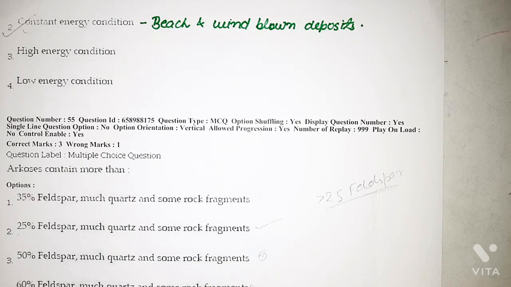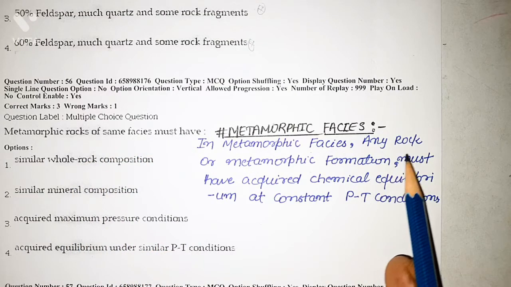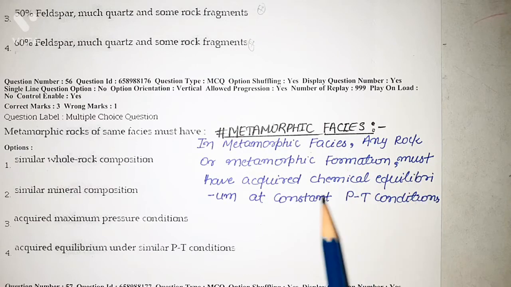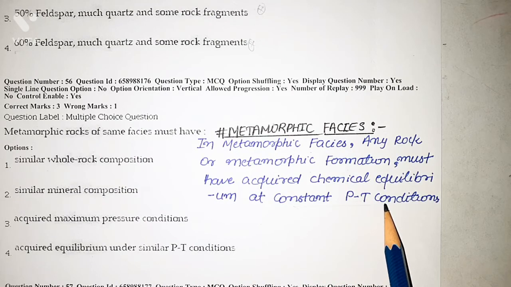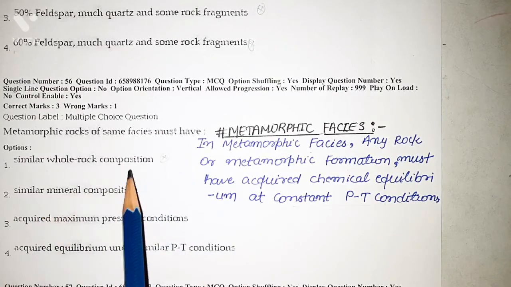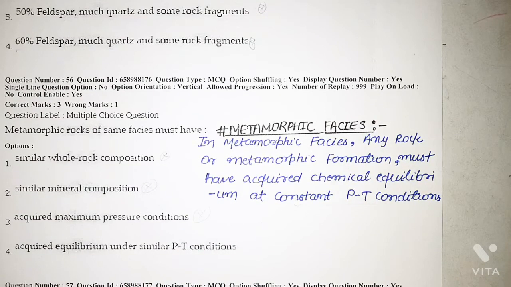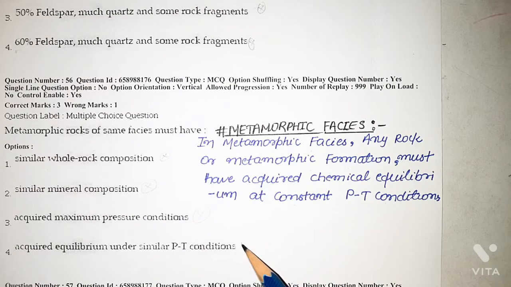Next question says, metamorphic rocks of same species must have. In a metamorphic species, any rock or metamorphic formation must have acquired chemical equilibrium at constant pressure temperature conditions. This is the prerequisite for rocks occurring in a metamorphic species. First one is similar whole rock composition. No, this is not the sufficient condition, or you can say prerequisite. Similar mineral composition, this is also not. Acquired maximum pressure condition, this is also incorrect. And acquired equilibrium under similar pressure temperature. From the definition itself, it is clear that metamorphic rocks of same species must have similar pressure temperature conditions. So the correct answer will be 4.